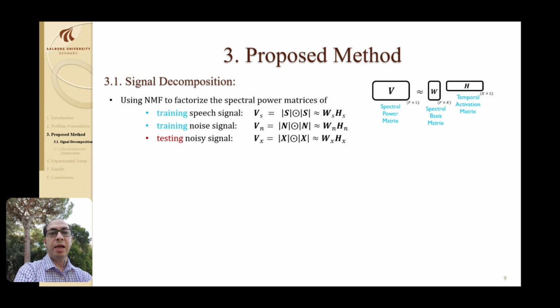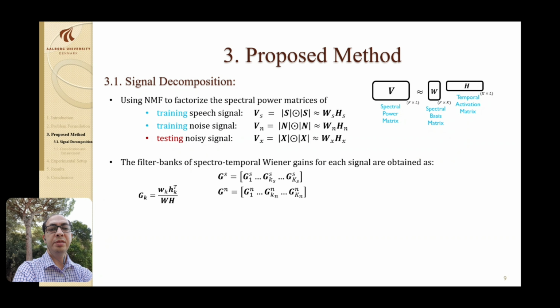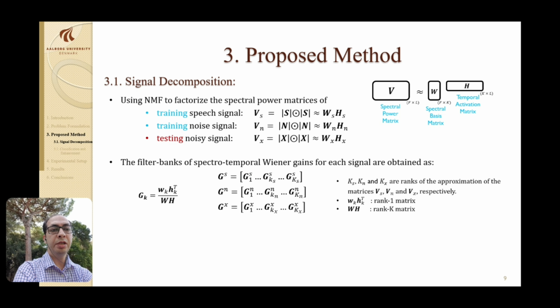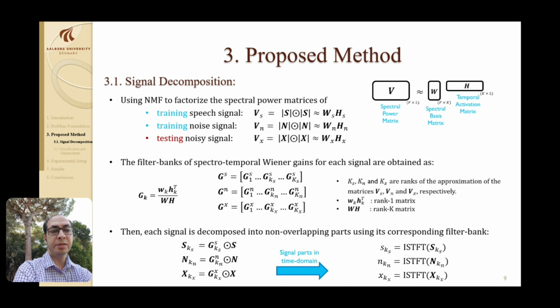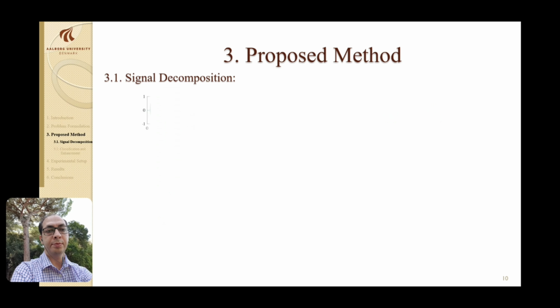So we use NMF to factorize the spectral power matrices of the training speech signal, training noise signal, and also the testing noisy signal. Then the filter banks of spectro-temporal Wiener gains for each signal are obtained as follows, in which the G_k are the gains for each signal part. Then each signal is decomposed into non-overlapping parts using its corresponding filter bank, and applying an inverse STFT transformation, we can obtain signal parts in time domain.